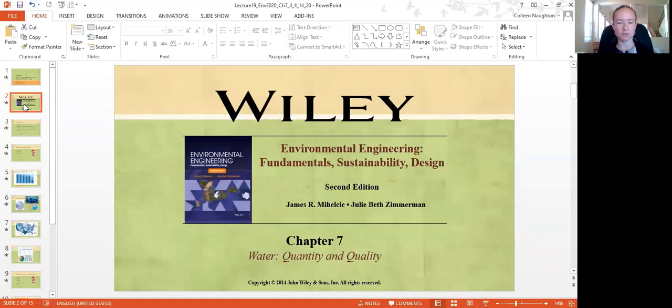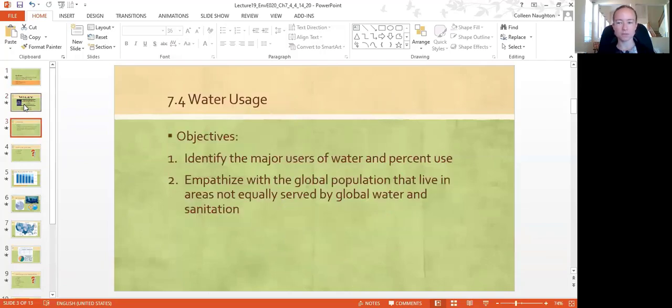Still on chapter 7. So the major objectives for this section are to identify the major users of water and percent use, and also to empathize with the global population that live in areas not equally served by global water and sanitation, which we'll get to at the end.